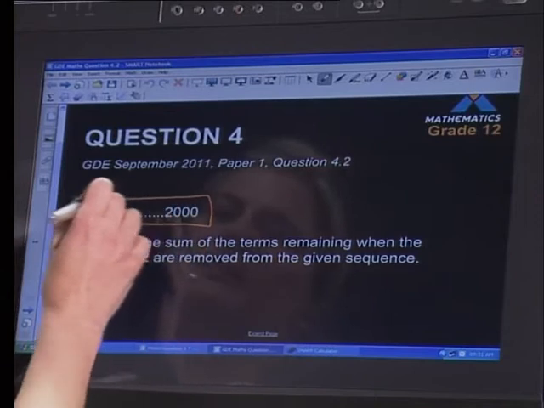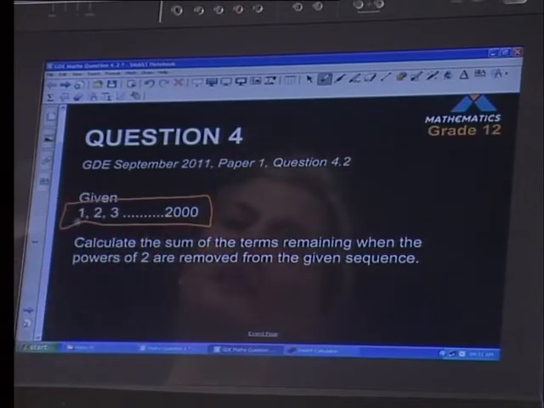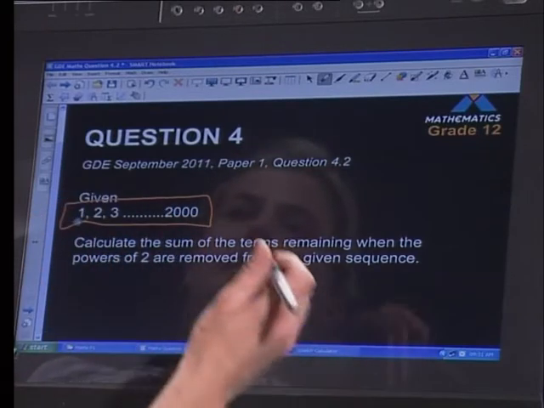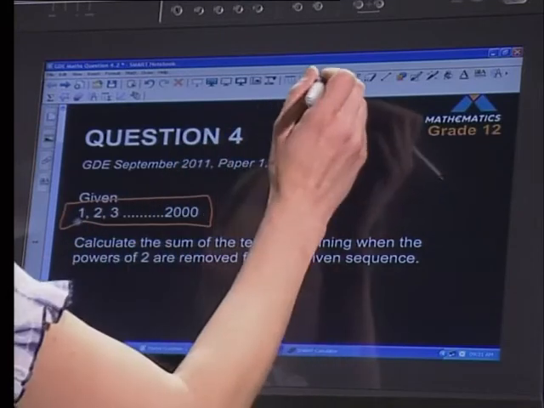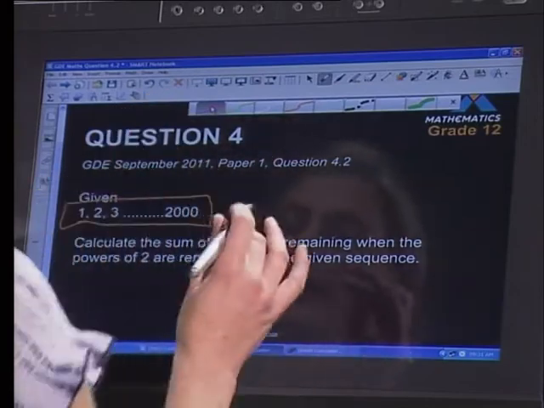What sort of a sequence do you think this one is, arithmetic or geometric? Arithmetic. Arithmetic, definitely. And we want the sum to 2,000 terms. You agree with me? Yes. Okay. So now I'm adding in the powers of 2. That's not a problem. I'm going to take them out later. That's the only way that you can do this one.